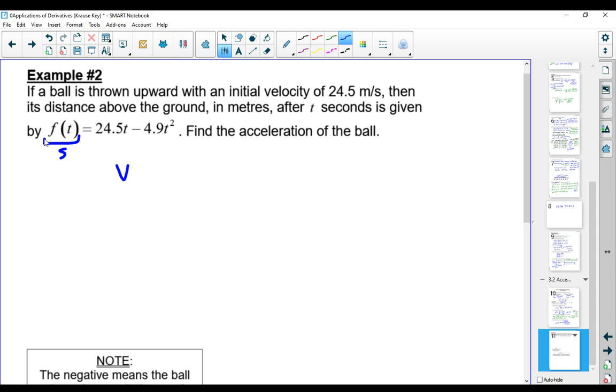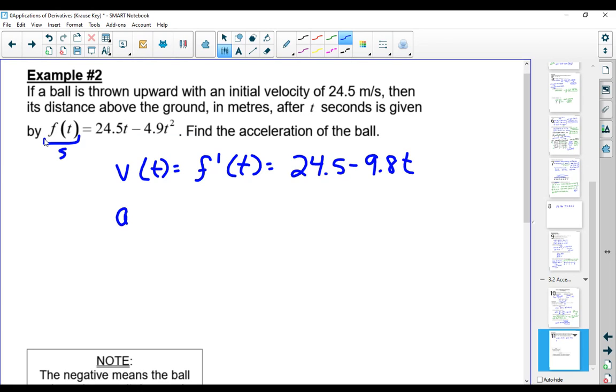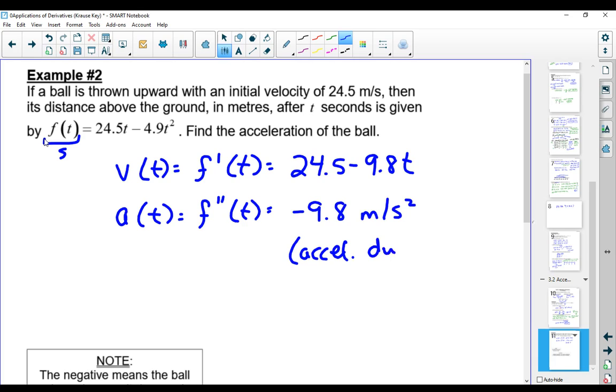So we start off by finding velocity. Velocity is the derivative of position, which is 24.5 minus 9.8t. And then acceleration is the derivative of velocity, or the second derivative of position, which is negative 9.8. Now that number should be familiar. That's our acceleration due to gravity. This would be negative 9.8 meters per second squared. So that's acceleration due to gravity.